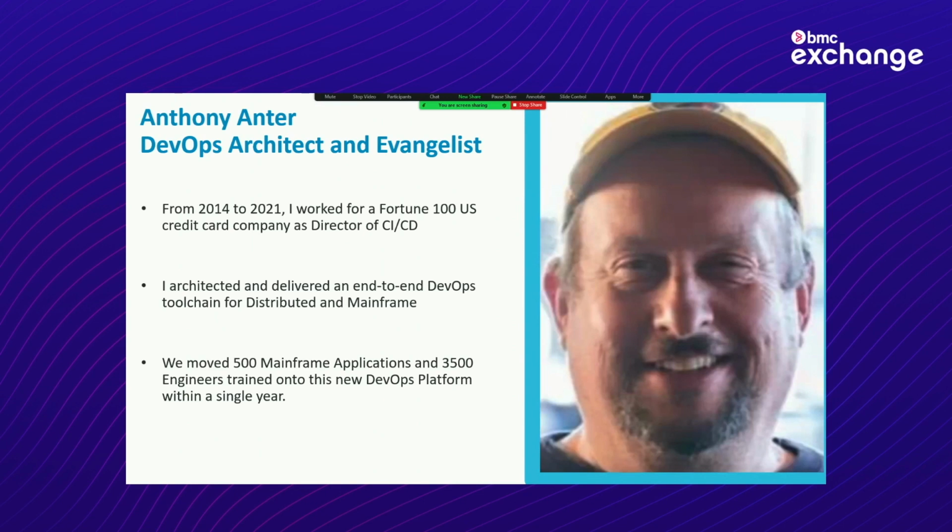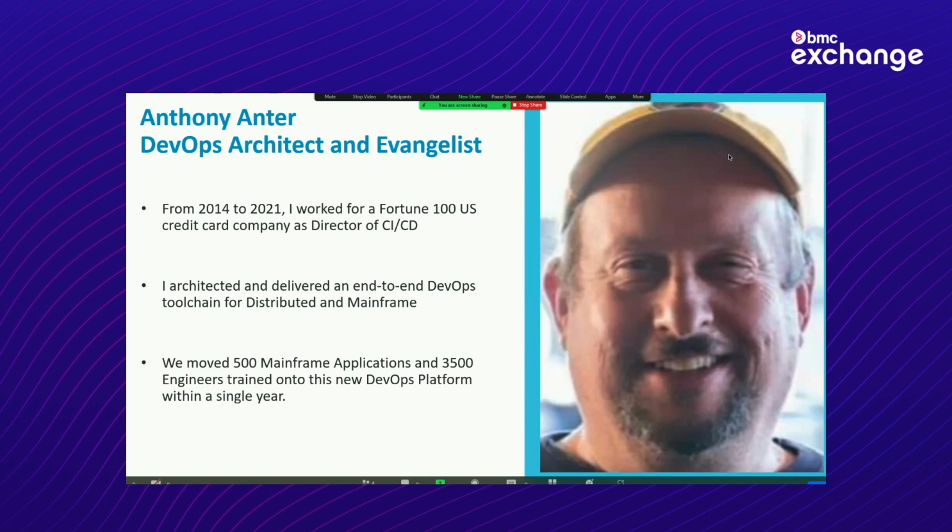From 2014 to 2021, I worked for this company as a director of engineering for CI/CD. I architected and delivered, as part of that, an end-to-end set of pipelines on the distributed side for about 90% of the company's applications. We were using these pipelines to get from development all the way to production.